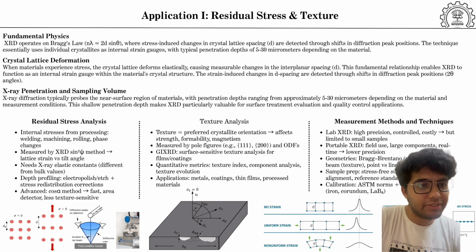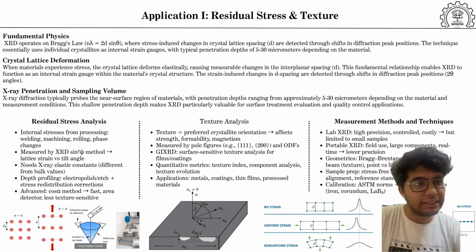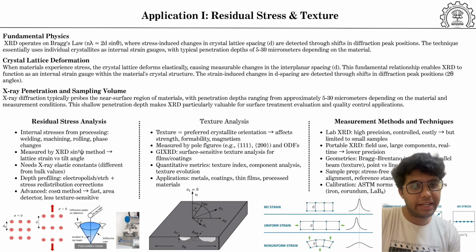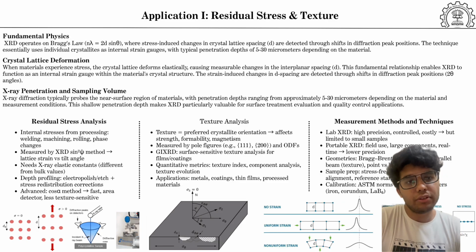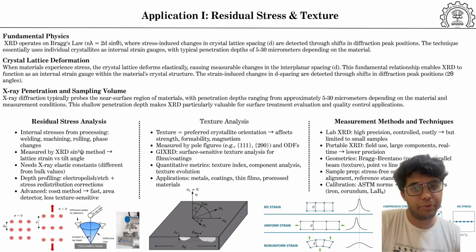Residual stress analysis with XRD often uses what's called the sin²ψ method, where we tilt the sample and measure peak shifts. With the right elastic constants, we can back-calculate the stresses. There are also more advanced methods like the cos α approach, which is faster and less sensitive to texture.